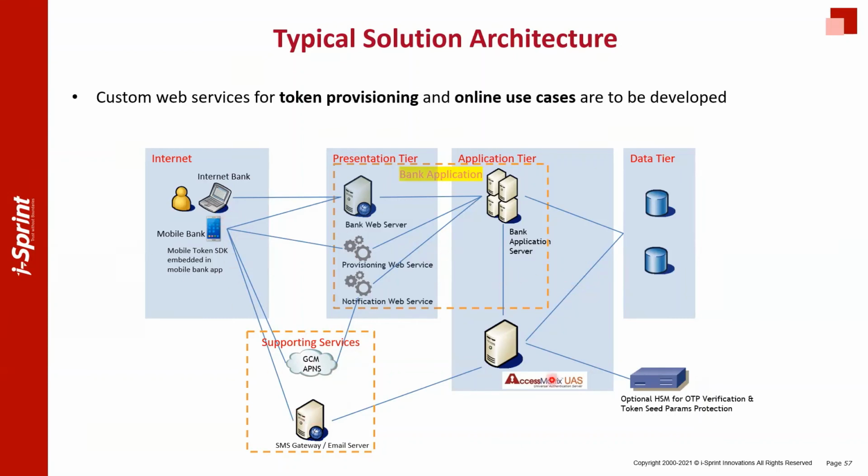And our UAS server over here, we can integrate with an external user data store. We also have HSM, which is optional. This one is to verify the password or OTP, as well as to protect the token seal of encryption keys. So this is the overall architecture diagram.